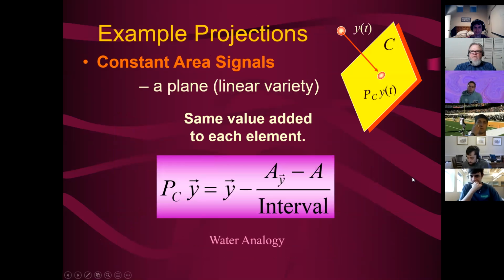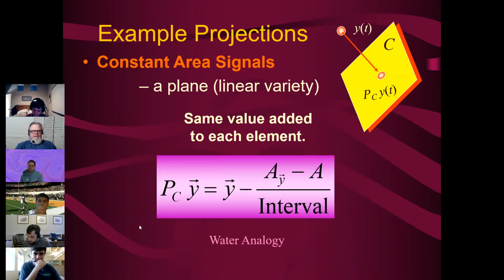Okay, so this is the constant area signal, and here's the analogy. You take the projection onto a convex set Y is exactly what I said. It's reducing the water level. And you can look at this equation, if you will, and you can see that this is a reduction of the water level.